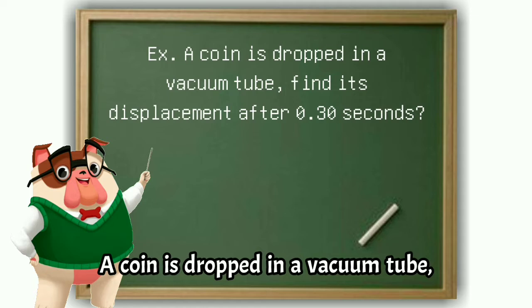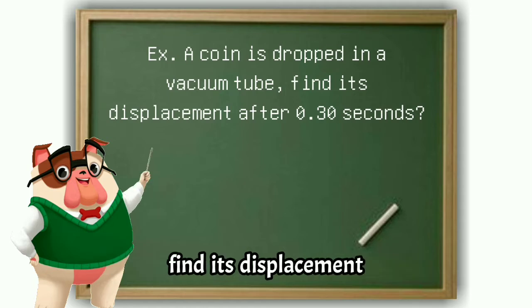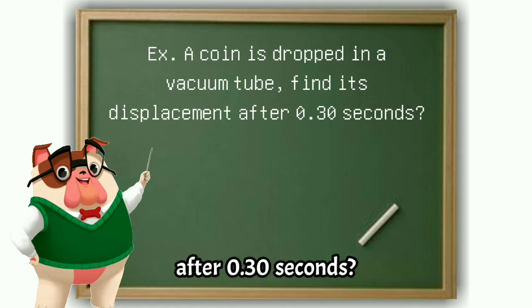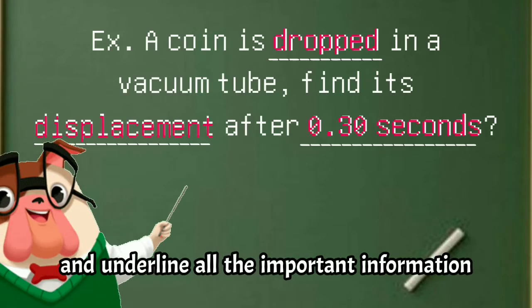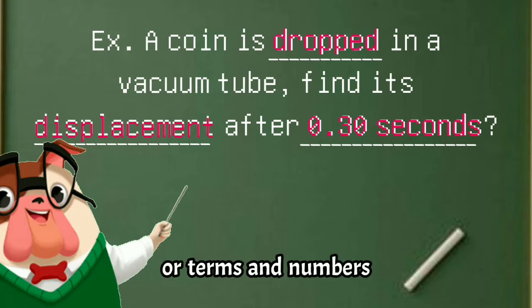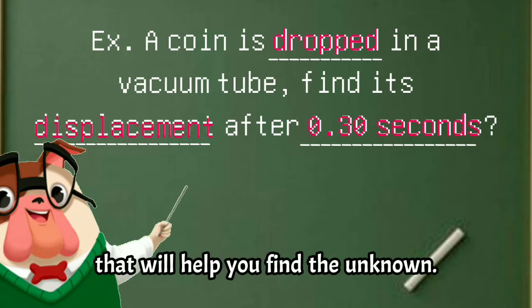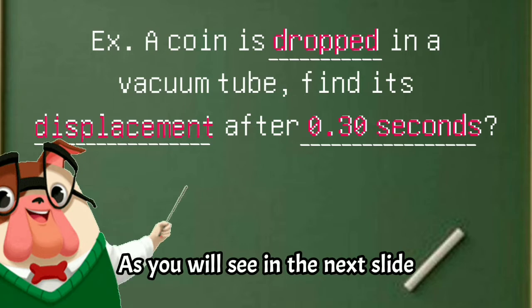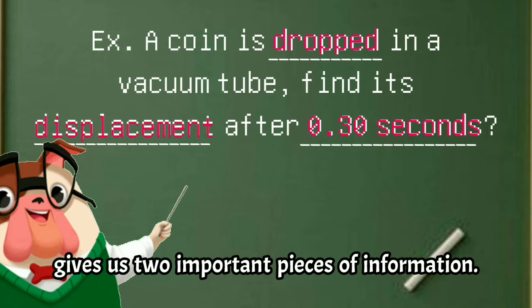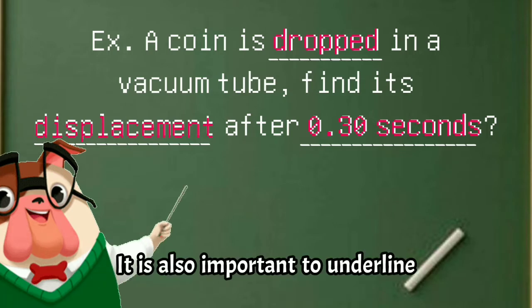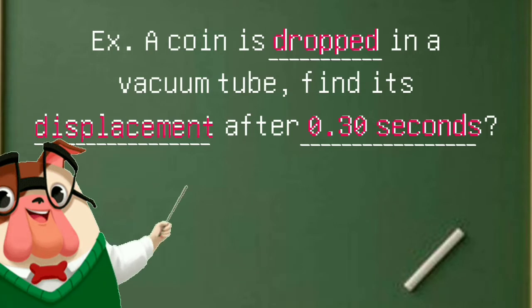A coin is dropped in a vacuum tube. Find its displacement after 0.30 seconds. The first step to solving this problem is to read and underline all the important information, terms and numbers that will help you to find the unknown. As you will see in the next slide, the word drop gives us two important pieces of information. It is also important to underline the unknown. The unknown is the motion variable you're trying to find. In this case, it is the coin's displacement.